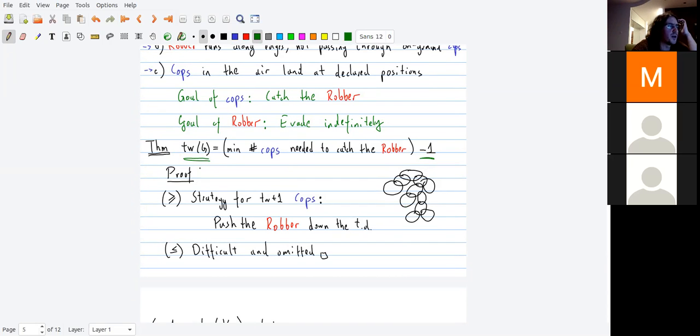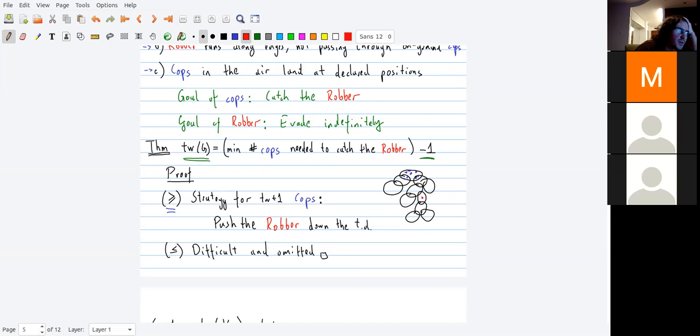So we will not prove this theorem fully. I will give you just one inequality: if I have a tree decomposition of width k, then k+1 cops are sufficient to catch the robber. So this is this inequality. I will give you a strategy for k+1 cops. I have a tree decomposition of width k. I root the decomposition somewhere, and the cops place themselves in the root bag. And the robber needs to decide in which part of the graph she will be.